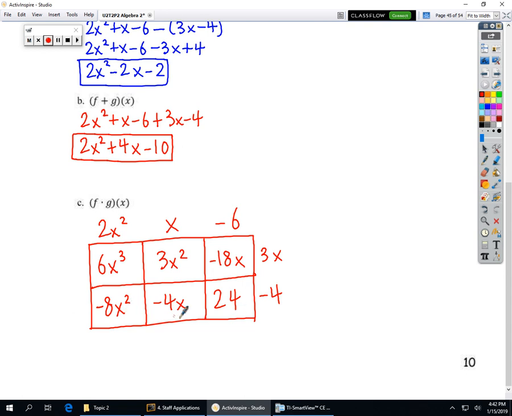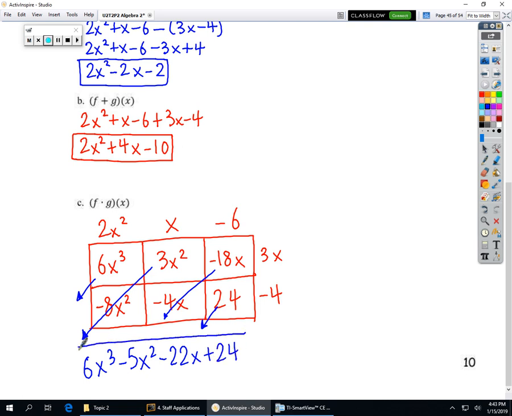And now I just combine like terms from the inside. No multiplying the inside. You're just making it easier. So what does this come out to be? That comes out, just the 6x cubed comes out. These two come out together, making minus 5x squared. These two add 18 and 4. That's negative 22x. And finally, 24. Oof, that was pretty long.